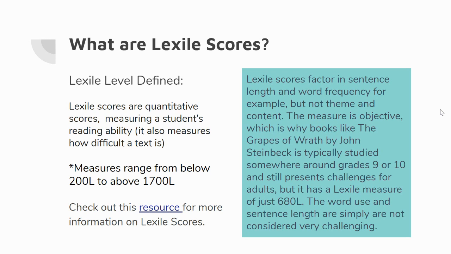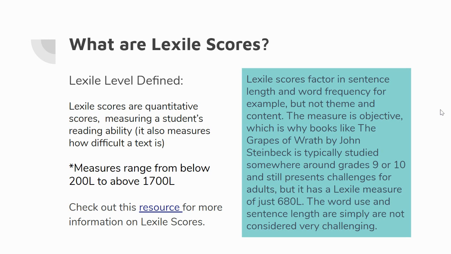It's important to note that Lexile scores do take into consideration things such as sentence length and word frequency, but they don't take in those higher level comprehension skills such as theme and content. So that's why this measure is considered to be an objective measure.